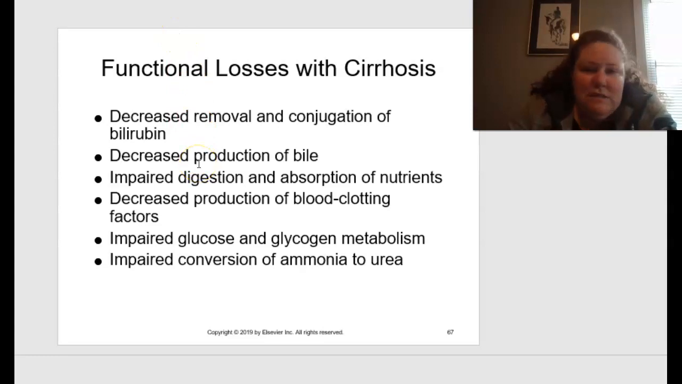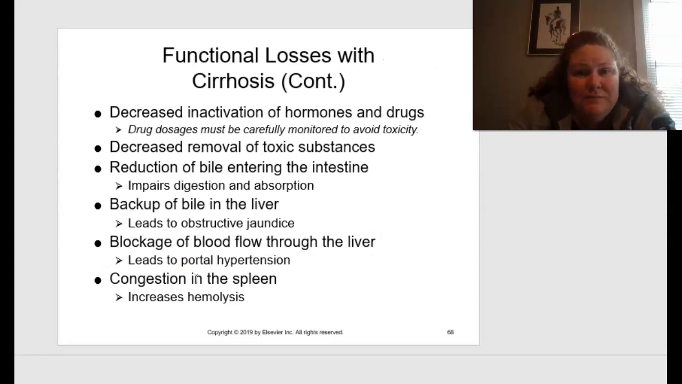So functional losses that occur with cirrhosis: we have decreased removal and conjugation of the bilirubin, decreased production of bile. We're going to have impaired digestion and absorption of nutrients. We also have decreased production of blood clotting factors and impaired glucose and glycogen metabolism. The impaired conversion of the ammonia to urea also occurs. So all of these things are very important in the body.